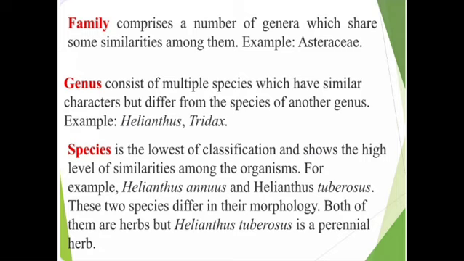Example Asteraceae. Genus consists of multiple species which have similar characters but differ from the species of another genus. Example Helianthus, Tridax. Species is the lowest level of classification and shows the high level of similarities among the organisms. For example, Helianthus annuus and Helianthus tuberosus. These two species differ in their morphology. Both of them are herbs, but Helianthus tuberosus is a perennial herb.